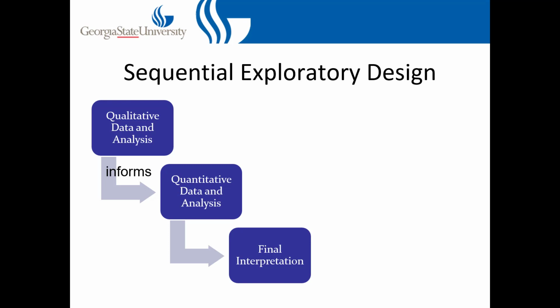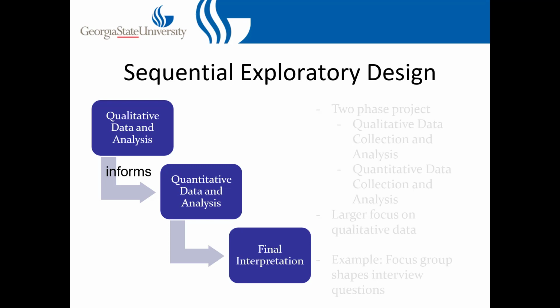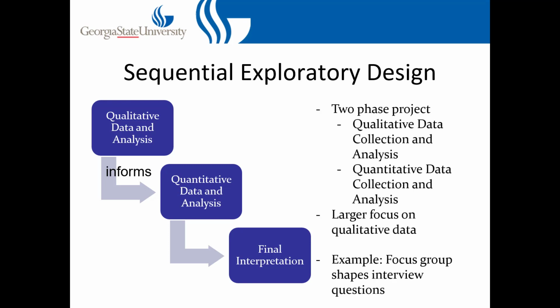So sequential explanatory starts with quantitative data and then goes to qualitative data, while sequential exploratory design goes from qualitative data to quantitative data. This is also a two-phase project, just like explanatory design, but we swap them. We do qualitative data collection and analysis first, and then we follow it with quantitative data collection and analysis. The larger focus here is on the qualitative data. So an example of this is how a focus group can shape interview questions. Those interview questions would have to be closed-ended, so the focus group really is shaping the survey questions.